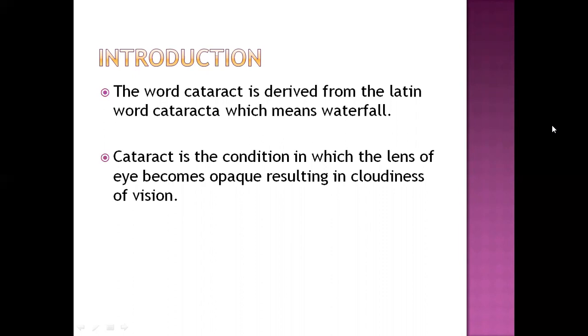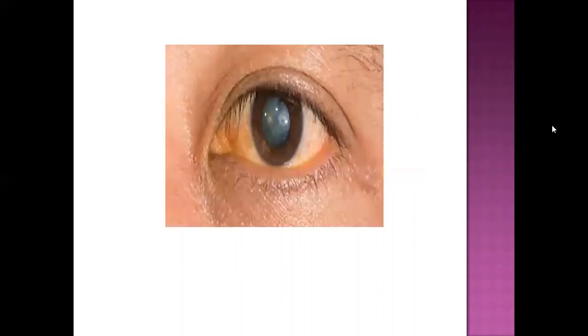It starts with mild symptoms which can be ignored at the beginning, but gradually it develops and it may also lead to blindness. Let's move further. This is a diagram for cataract. In a patient suffering from cataract, the eye looks like this. All the features that are seen, like cloudiness in the lens and discoloration of the sclera, will be explained in the signs and symptoms.